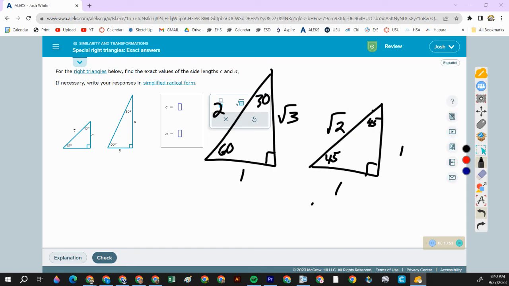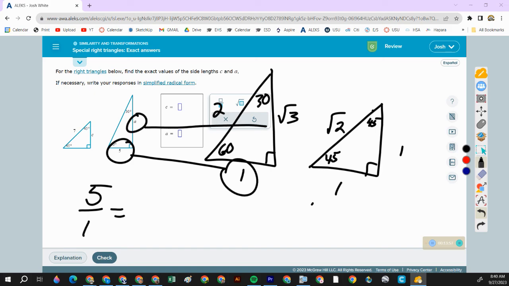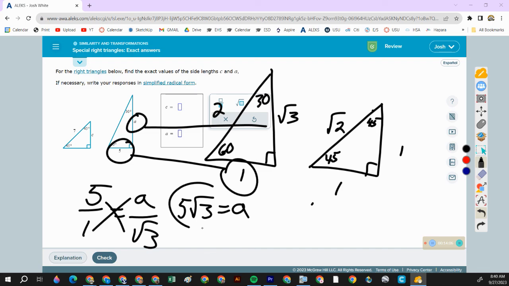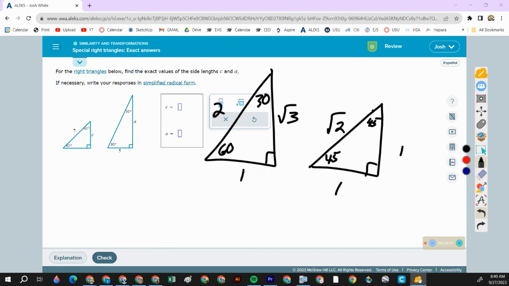All right, for the next one, 5 matches up with 1. And A matches up with root 3. Cross multiply. 5 root 3 equals A. And I'm done. All right. Let me erase this.